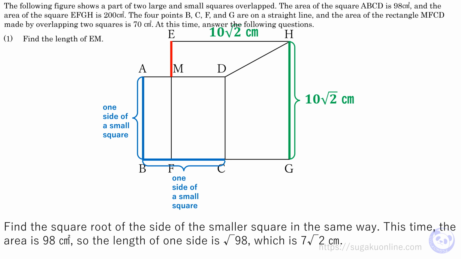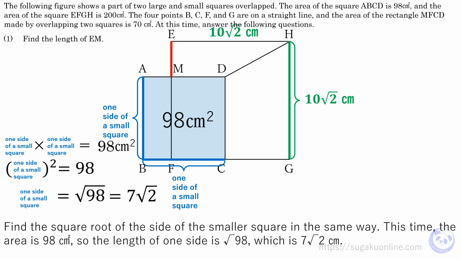Find the side of the smaller square in the same way. This time, the area is 98 square centimeters, so the length of one side is square root 98, which is 7 square root 2 centimeters.